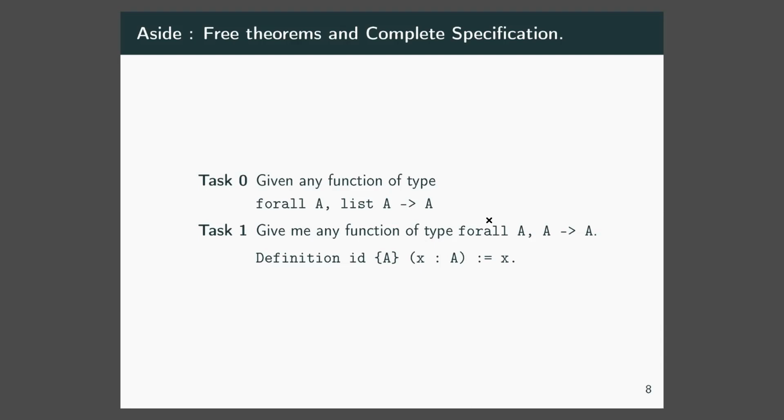Suppose I give you f of this type, for all a, a arrow a. The free theorem is that f is equal to identity. Okay.